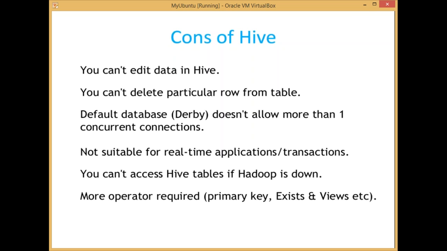The last is more operators required. The primary key concept is not there in Hive tables. Exist: in RDBMS we can use the exist operator on a particular column and provide some values. The exist operator is not there in Hive. And views: in RDBMS we have a concept of views as well, which is not yet supported in Hive. So these are, you can say, the limitations of Hive.